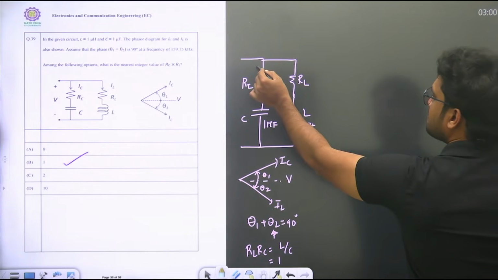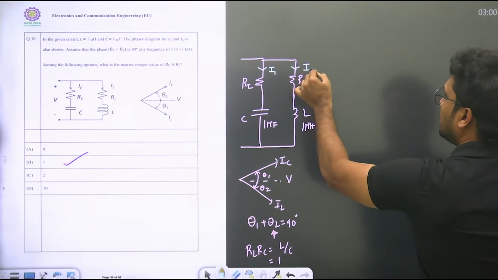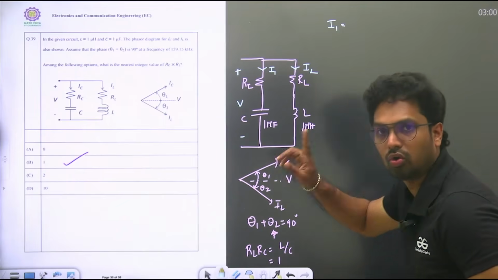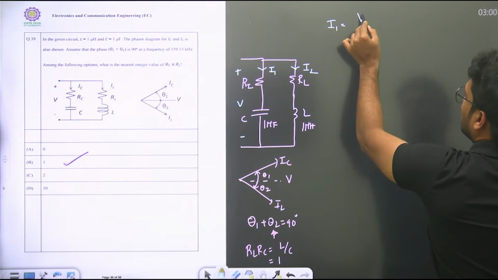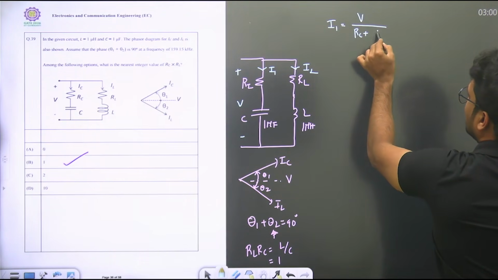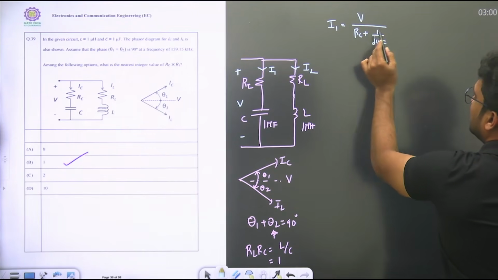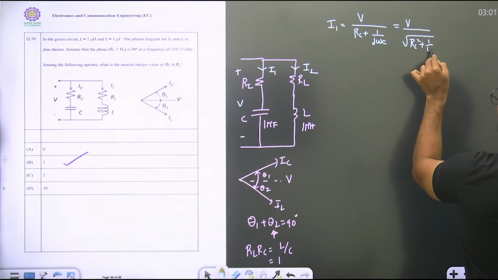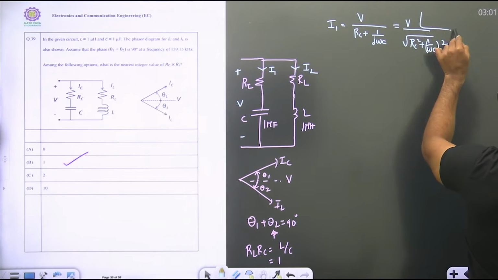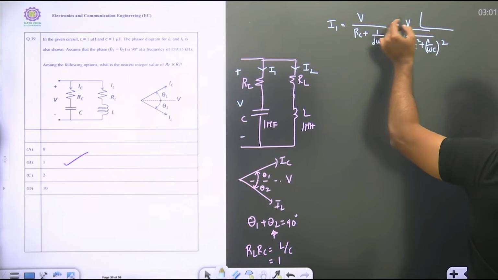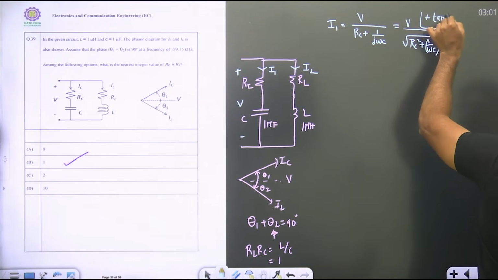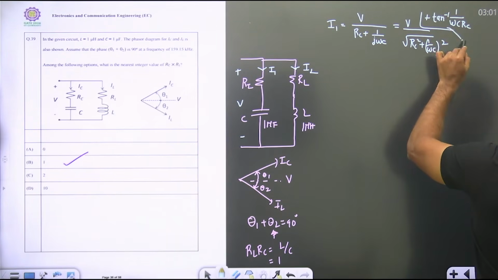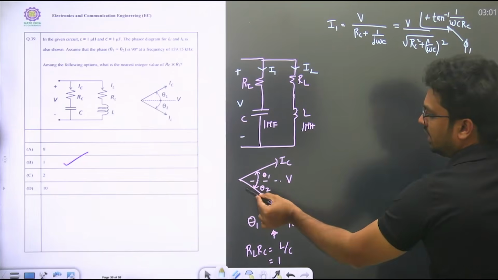So here, let me take this current as I1 in the phasor domain, I2, this is V. So what is your I1? I1 is equal to voltage by impedance, V upon RC plus 1 upon J omega C. So V by root of RC square plus 1 upon omega C whole square, angle. Here 1 by J is minus in the denominator, numerator it will be plus tan inverse of 1 by omega C RC. So this is your phi 1 because current leads, right?